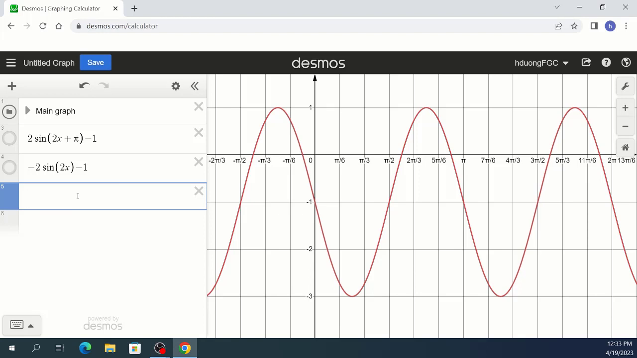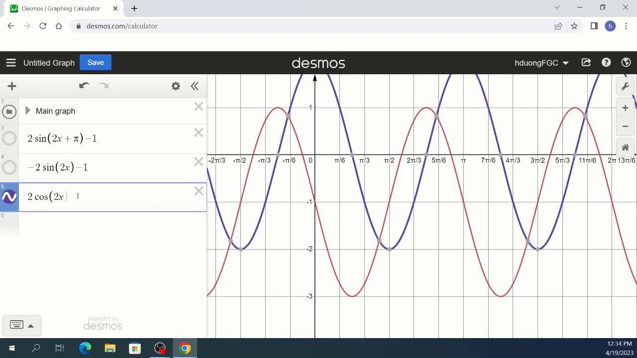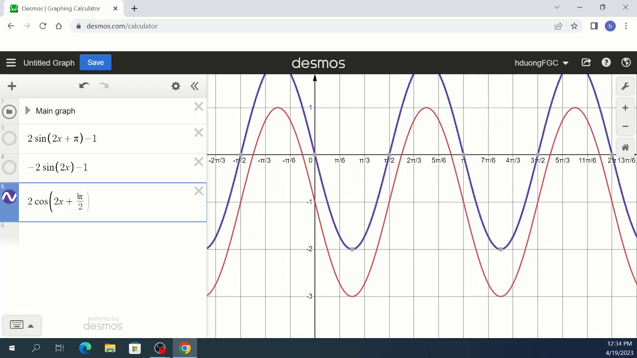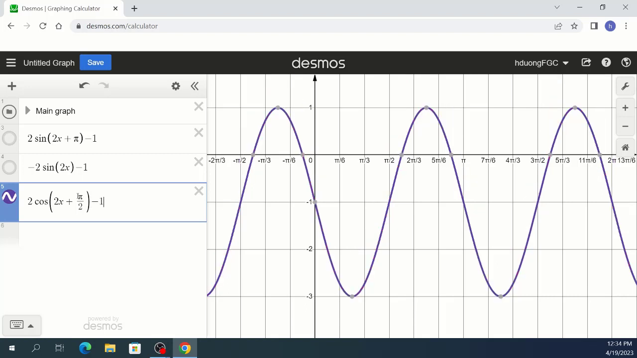So as a cosine right here, I see 2 times cosine. Here I'm looking at 2x plus pi over 2. See how that purple one just popped out, being different only by the center line, minus 1. So that purple one falls back down and aligns exactly with our original function. Let's see what we're doing there. Okay. And so that's how we're doing it.